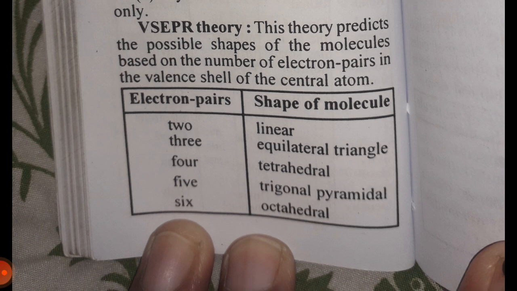VSEPR theory. This theory predicts the possible shape of the molecule based on the number of electron pairs in the valence shell of the central atom. Electron pairs 2: shape of the molecule is linear. Electron pairs 3: shape of molecule is equilateral triangle. Electron pairs 4: shape of molecule is tetrahedral. Electron pairs 5: shape of molecule is trigonal bipyramidal. Electron pairs 6: shape of molecule is octahedral.